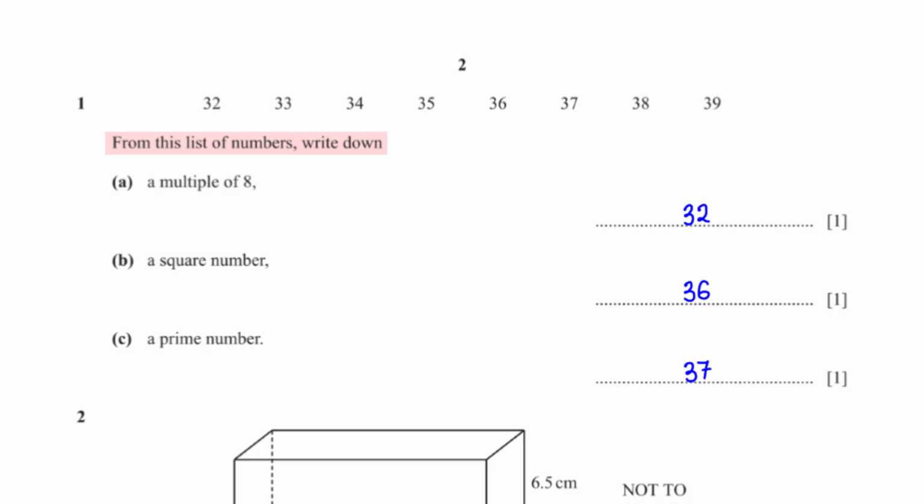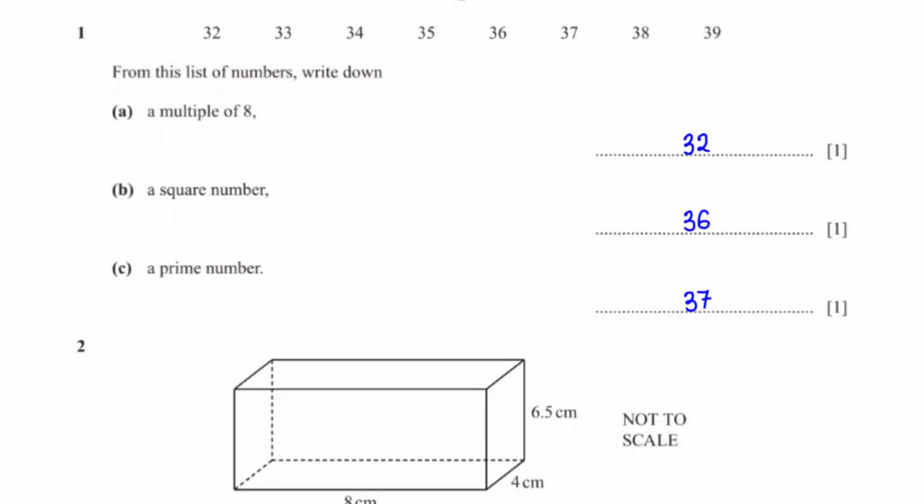From this list of numbers, write down a multiple of 8. From the list, 32 is a multiple of 8. 8 times 4 gives us 32. Write down a square number. From the list, 36 is a square number. 6 squared gives us 36. Write down a prime number. 37 is a prime number. It only has two factors, 1 and itself.